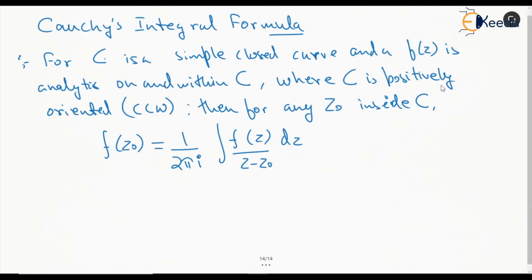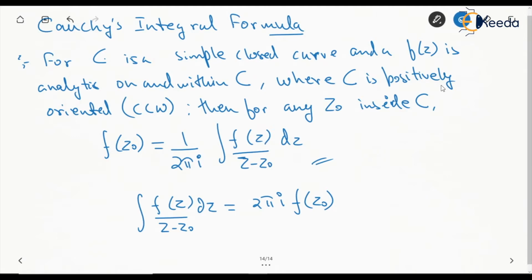In many places and in many forms, when the questions will be given in different ways, you may find it as the integration of f of z by z minus z naught dz equal to 2 pi i f of z naught, right? Both the equations are same. So let's consider this one, and then we can check for the derivatives.